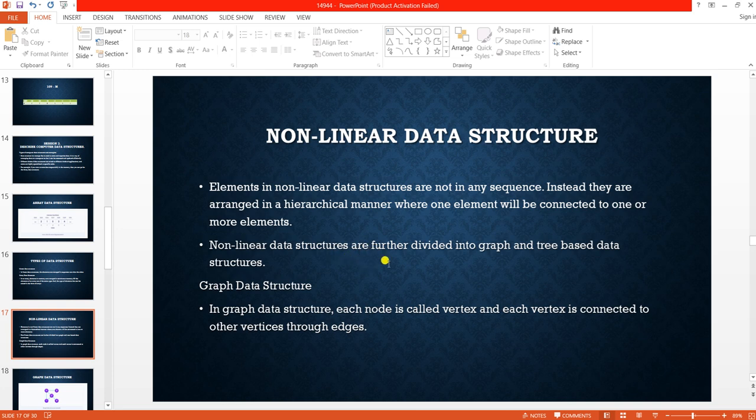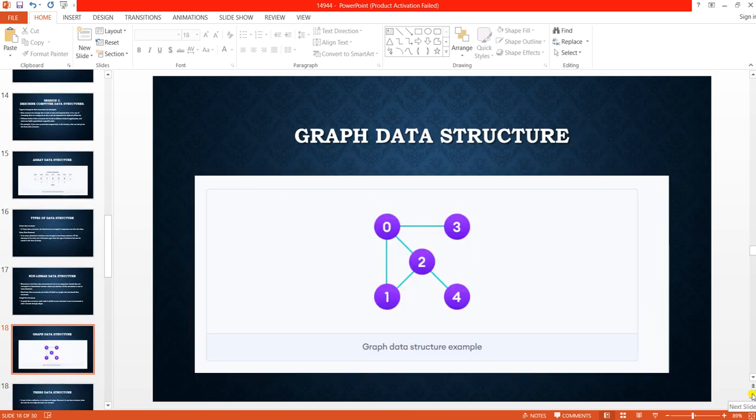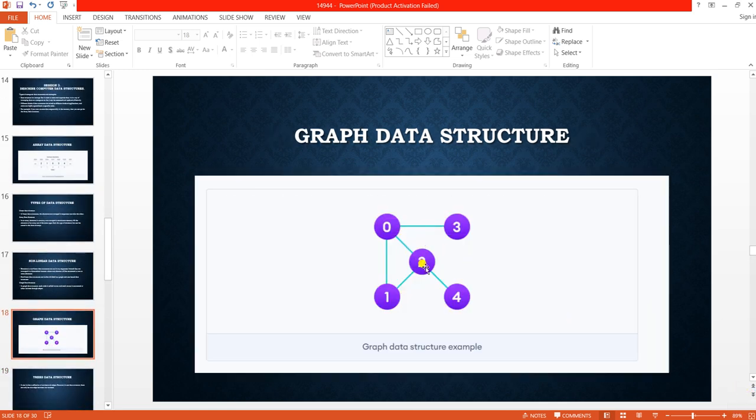So nonlinear structures are further divided into graph and tree based data structures. So we've got the first one, which is a graph data structure. Each node is called a vertex, and each vertex is connected to other vertices through edges. So what do they mean by that? What are the nodes? Do they refer to the computer nodes? So let's look into slide 18. So these are the nodes that they refer to, and these are your vertices, connected through edges.